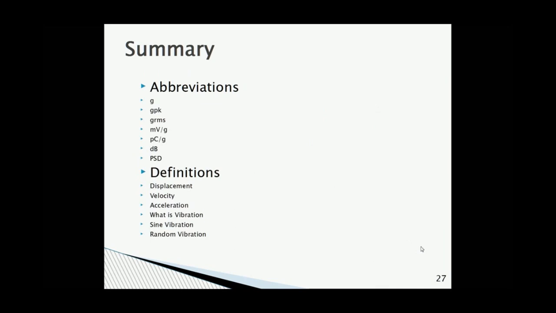Today we covered the abbreviations G's, G's peak, G's RMS, millivolts per G, picocoulombs per G, decibels, and power spectral density. We also defined displacement, velocity, acceleration, we defined vibration, we defined sine vibration, and we defined random vibration.